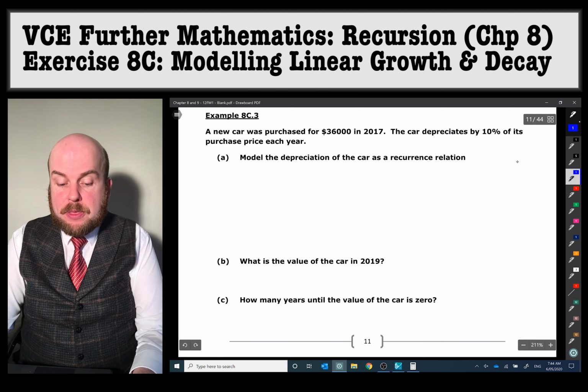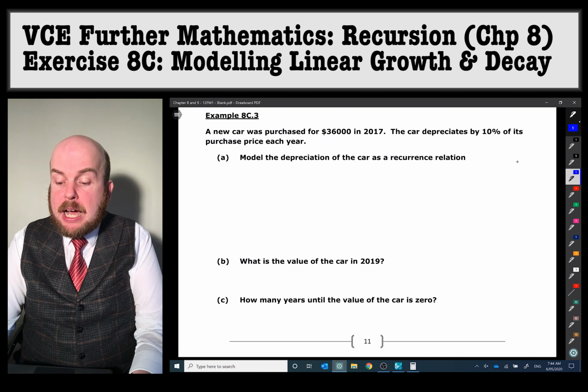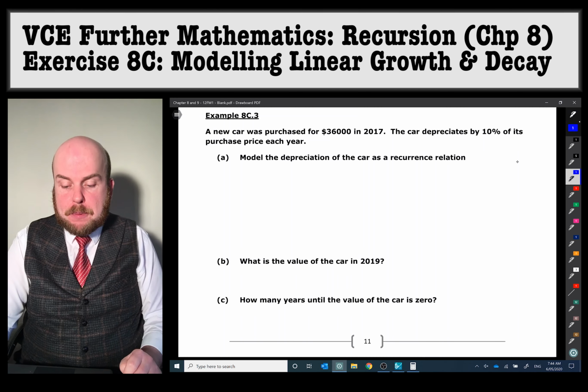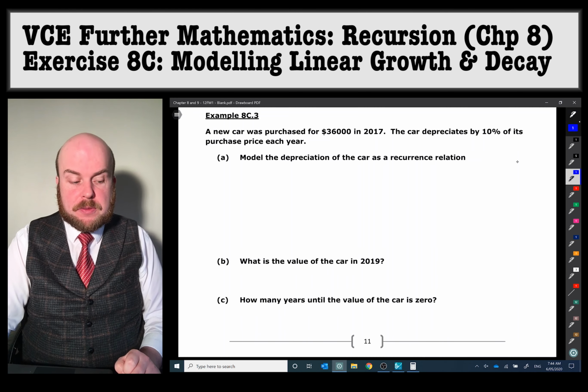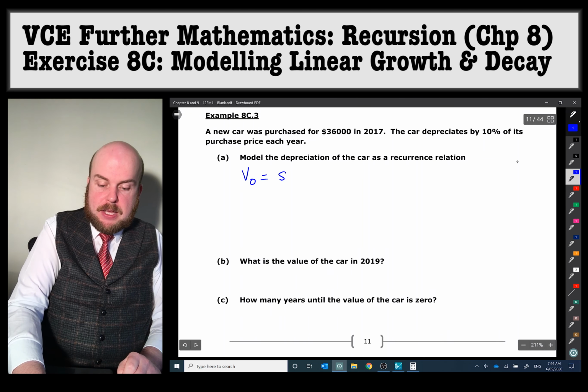Example 8C.3. A new car was purchased for $36,000 in 2017. The car depreciates by 10% of its purchase price each year. Model the depreciation of the car as a recurrence relation. So my V0 is going to be $36,000.